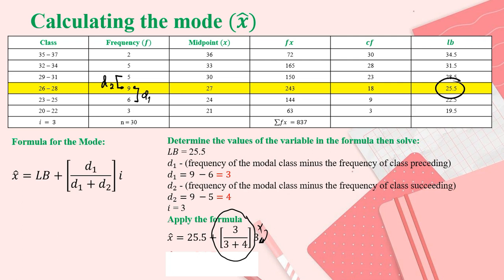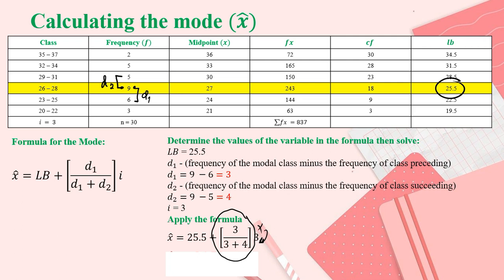Huwag po kayong magra-round off muna. Basta habang nasa process po tayo, hindi po tayo agad mag-round off. Sa final answer lang po tayo mag-round off. Okay? Yung nakuha nyo pong sagot sa 3 divided by 7, multiply nyo po diretso sa 3. At ang nakuha po natin is 1.2857. Tsaka nyo po ngayon i-add yun sa 25.5 na ating LB.